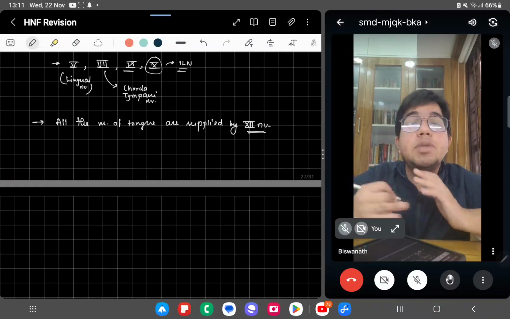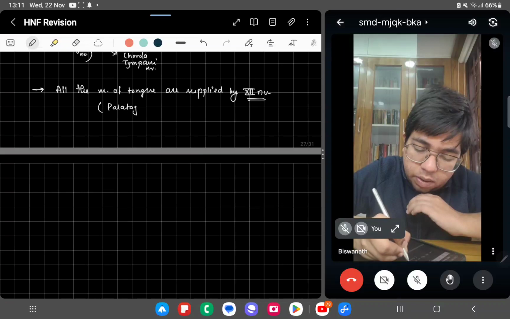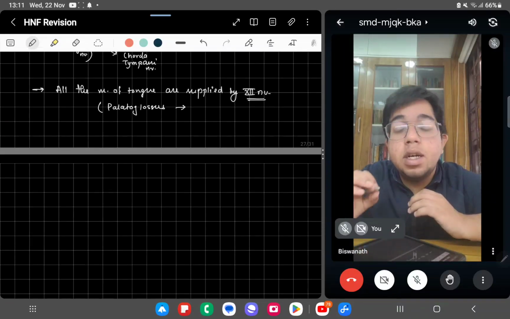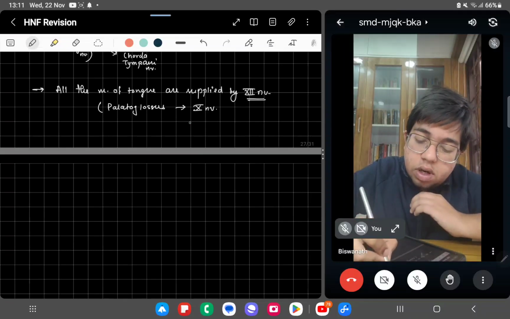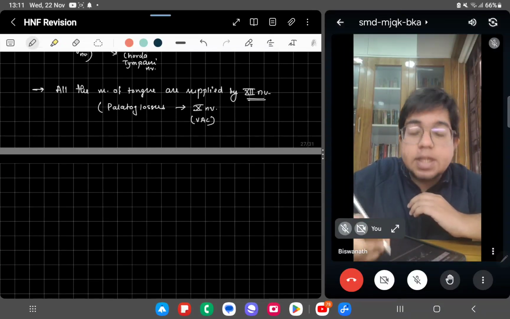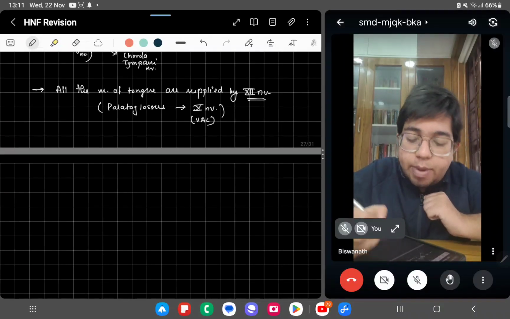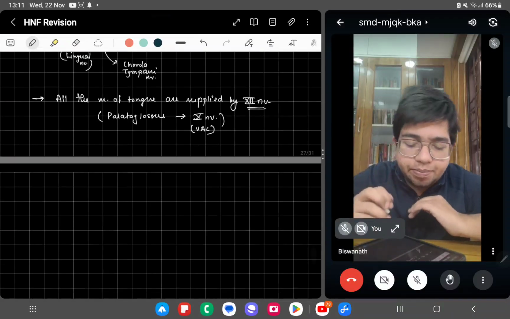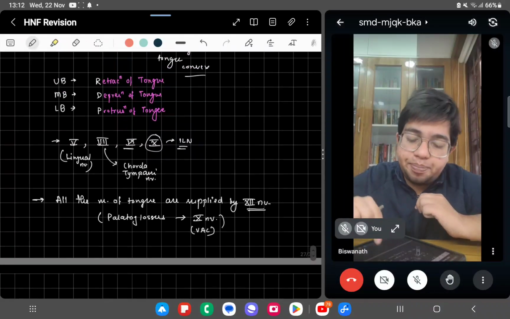But except which muscle? Your palatoglossus. This palatoglossus is supplied by the tenth nerve, or the vago accessory complex, your VAC. So palatoglossus is supplied by the tenth nerve. This is a very important fact. It is often asked in a viva.